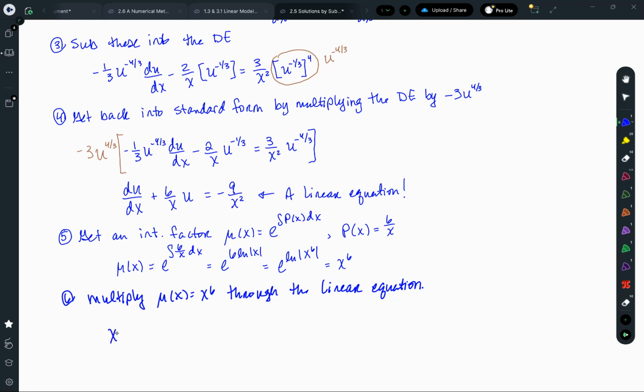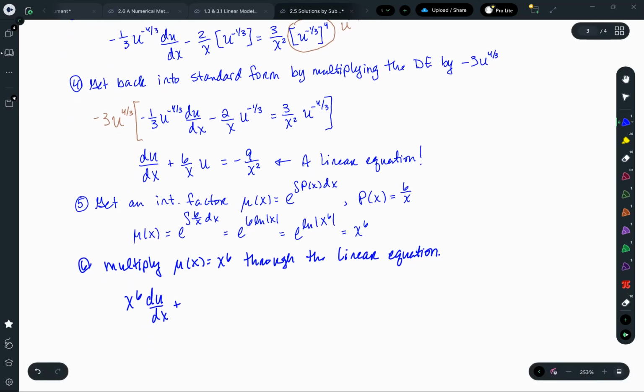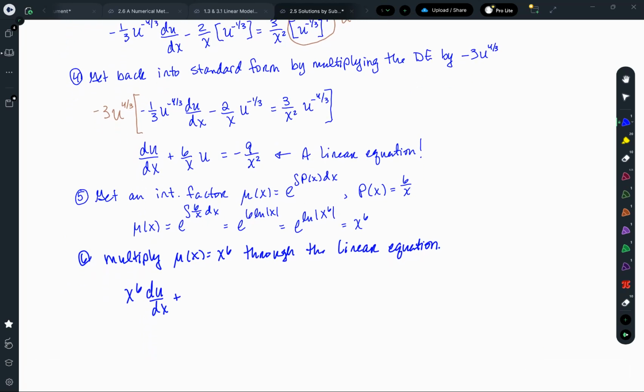So we get x to the 6th du dx plus, when I send the x to the 6th to the 6 over x, that becomes 6x to the 5th times u equals minus 9x to the 4th, after the x to the 6th simplifies with the x squared.